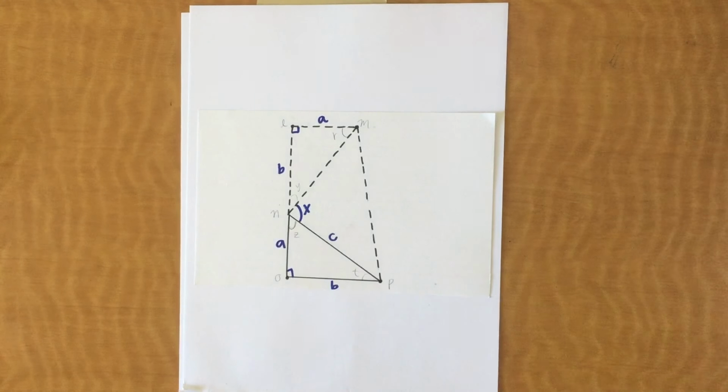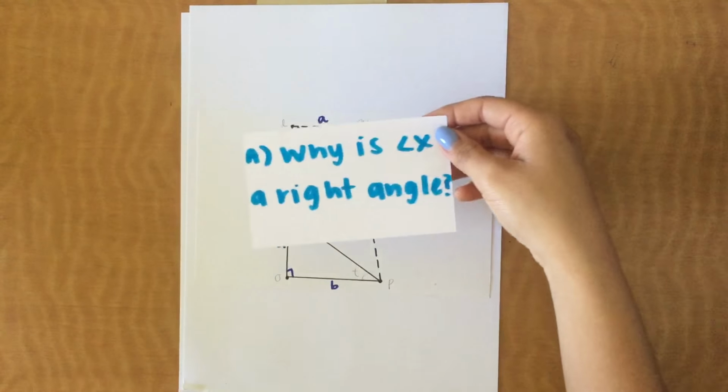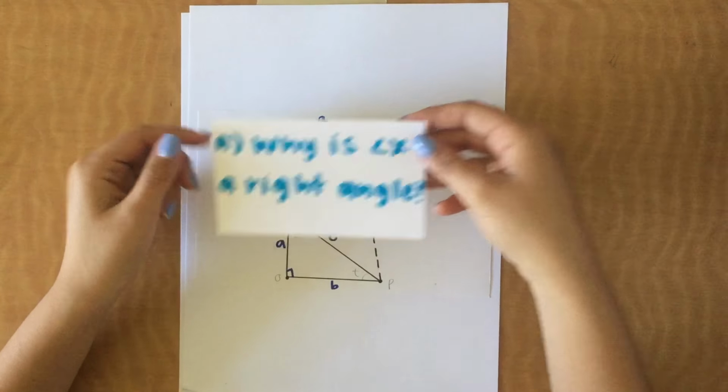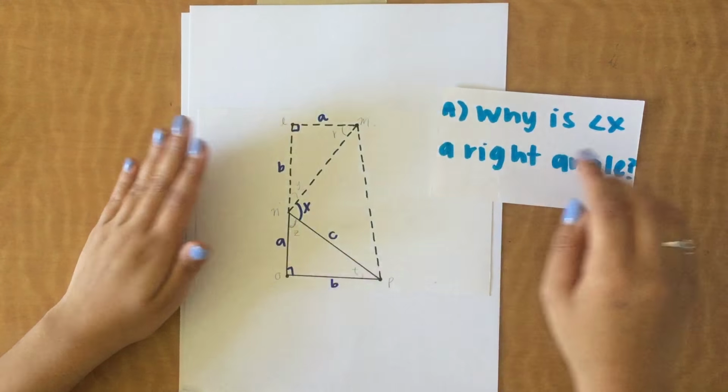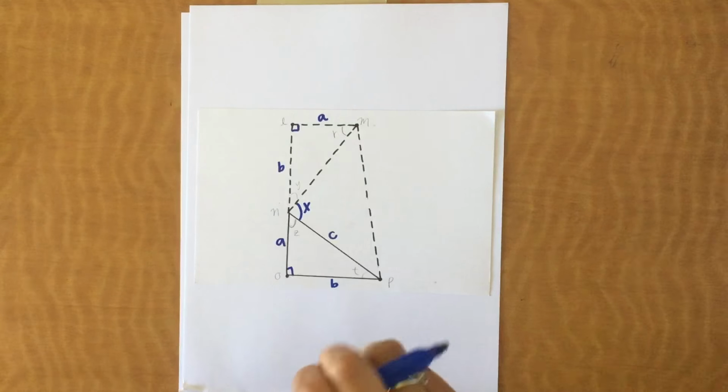From this figure, we're going to answer 4 questions. So the first question is, why is angle x a right angle? So this angle right here, why is it a right angle? So before I do anything, I'm going to label everything, all the points, all the angles.